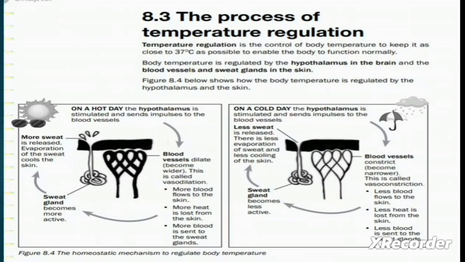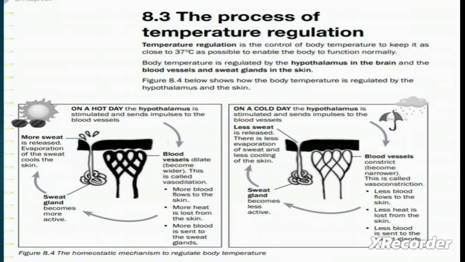They can ask you again, they can give you this picture of a cold day and ask you, is this a hot day or a cold day? This is a cold day because there is no sweat and the blood vessels are narrower.